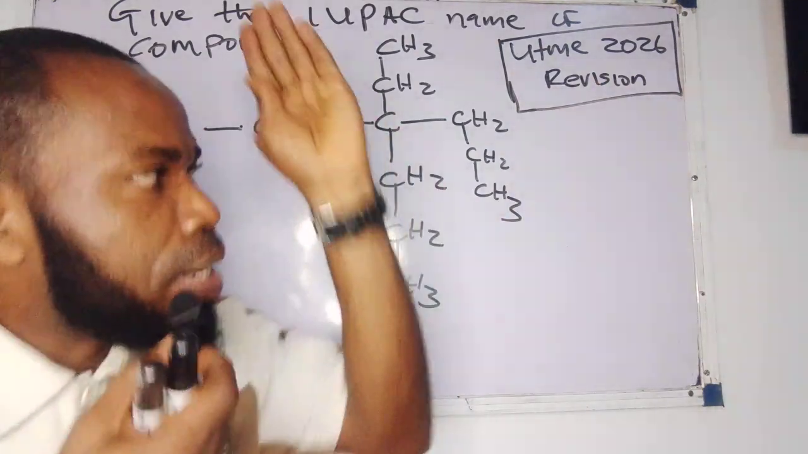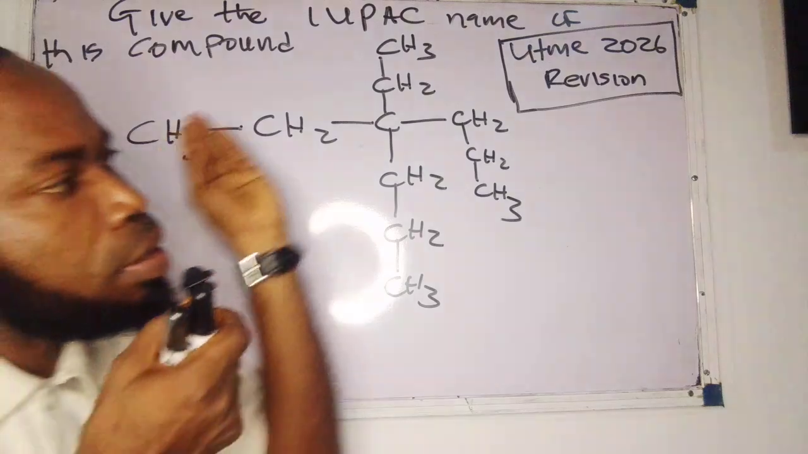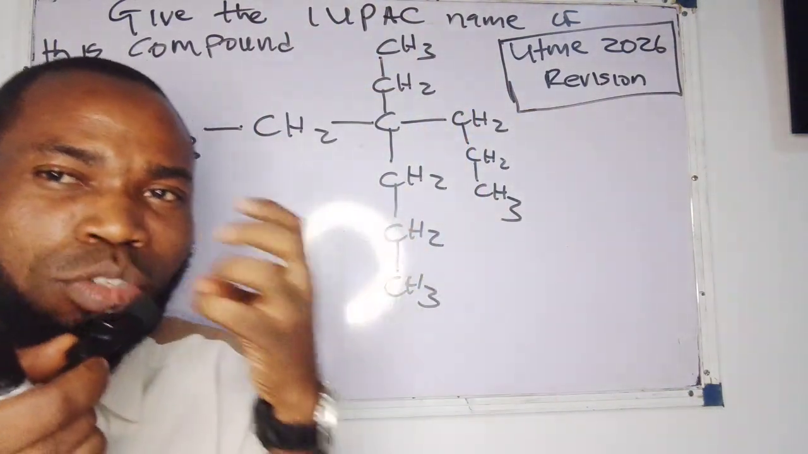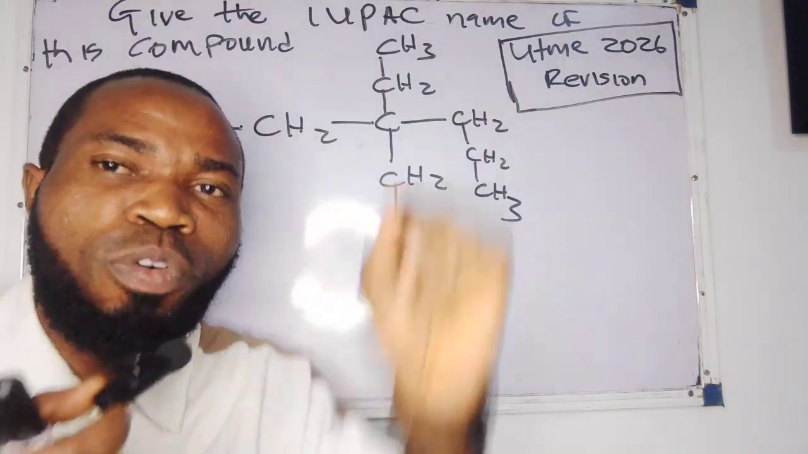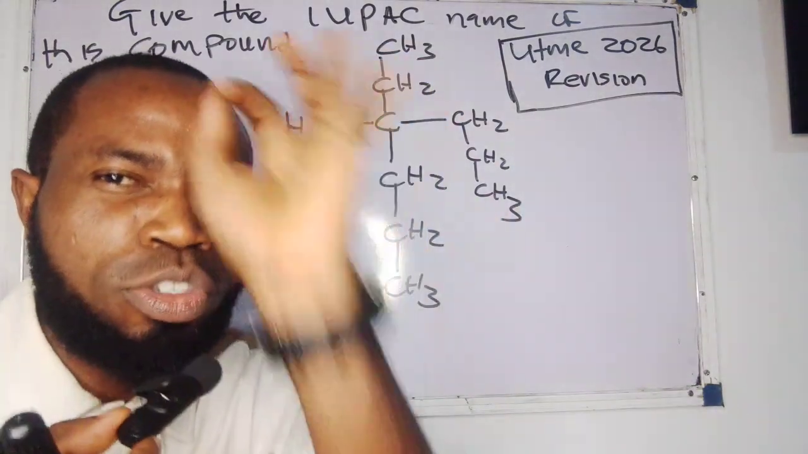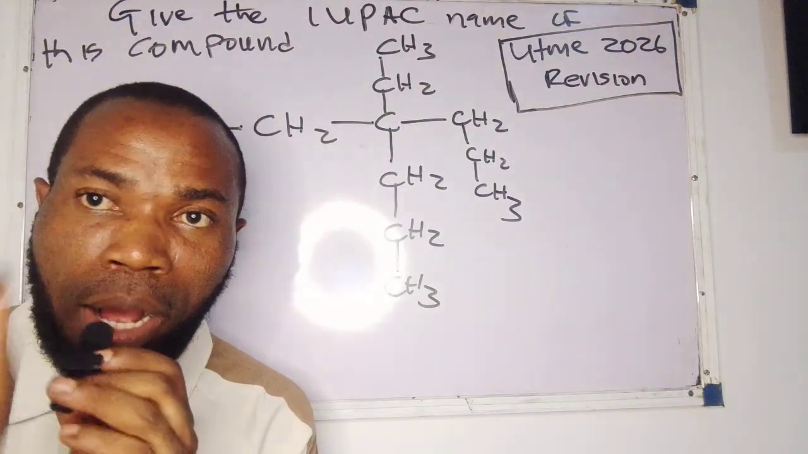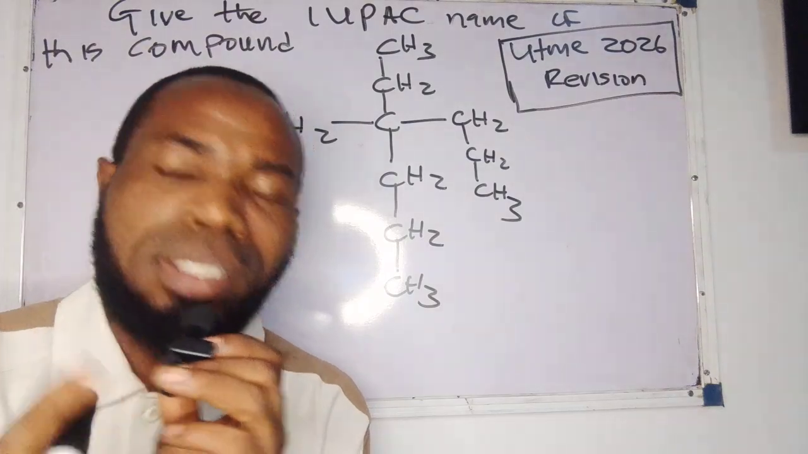Remember, it's not about the answer. We want to use this question to bring out so many things as regards naming. First off, if you want to name an organic compound, you need to look for the longest continuous straight chain. What do I mean by that? Remember, the first uniqueness of carbon is that carbon can catenate. That means it can form long chains. That is its own uniqueness.